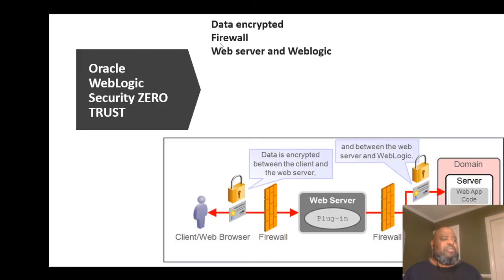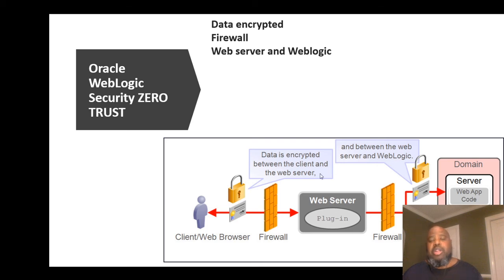Down here, data encrypted firewall, web server, and WebLogic. So here you see the client coming in through a standard firewall with the browser. We have a web server with the WebLogic plugin. You can actually run Apache with a web server plugin. And once you get there, to go back to the actual WebLogic console with the web app code, that's the WebLogic server. So that plugin would send specific calls to the WebLogic. And there you see the certificate. Right there, the certificate actually validated that the call was for that particular WebLogic server.